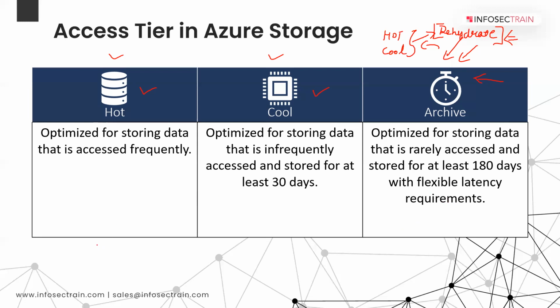So these are the three tiers that we have in our storage account: hot, cool, and archive. When you have data which you are rarely using, store it as archive. If you are using it once in a month, you can store it as cool, and the data which you are frequently accessing is going to be the hot tier.